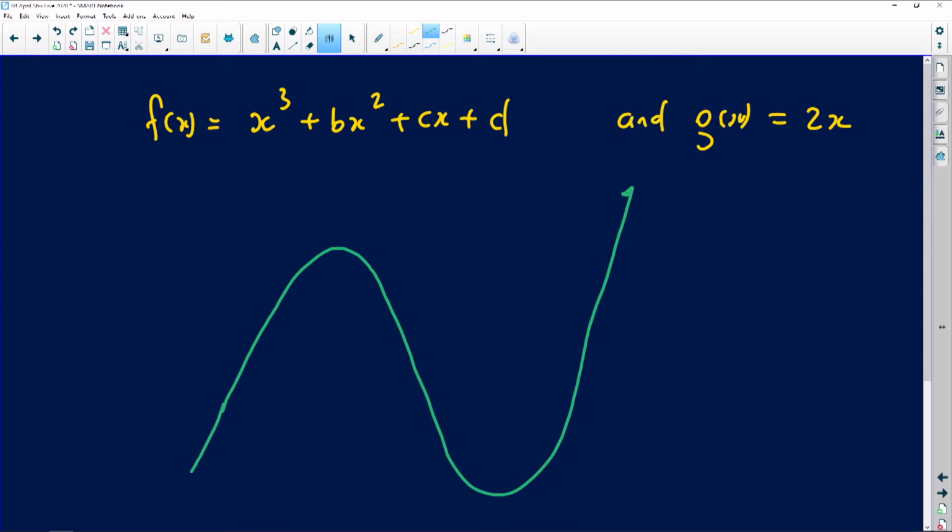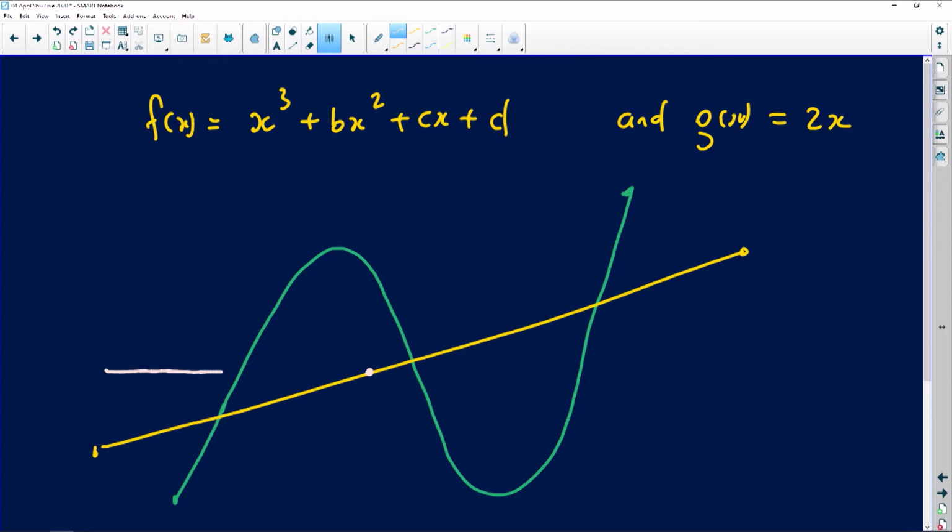Then there is a straight line which I'm going to draw in a different color. Let's use yellow for the straight line. These graphs are meeting each other at some point here. Okay, fine. So let's get the Cartesian plane now. Our Cartesian plane passes through some point here, so it actually looks like this.